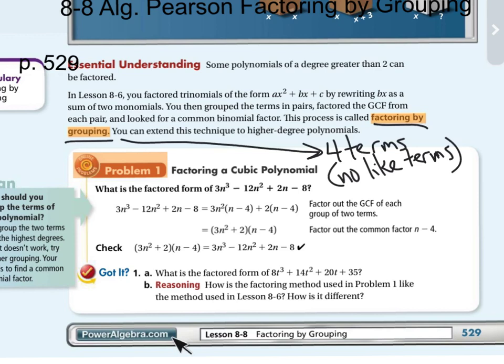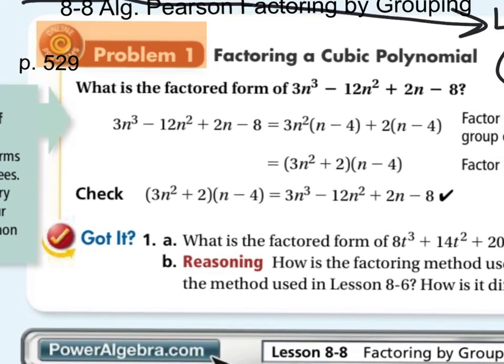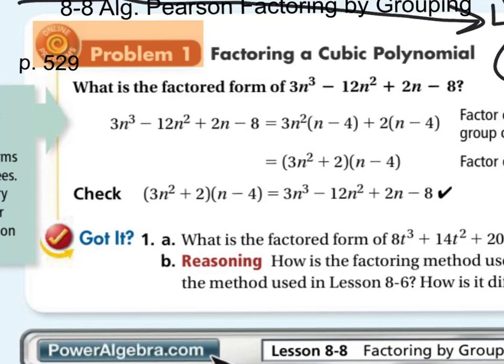So we've done some factoring. A lot of it had 3 terms. We talked about in the last section a difference of squares that only had 2 terms that we could factor. This section we actually have 4 terms. So if you look at problem 1, basically what we're doing for factoring by grouping is we are grouping together sets of terms.